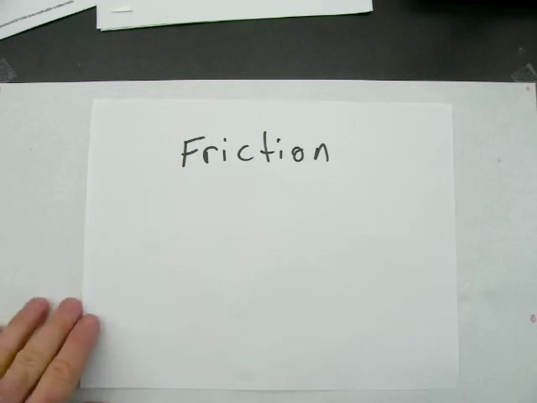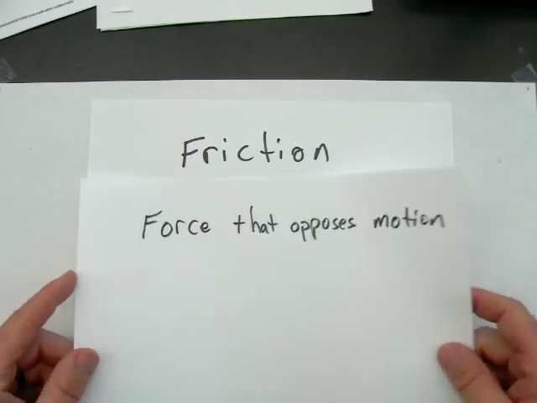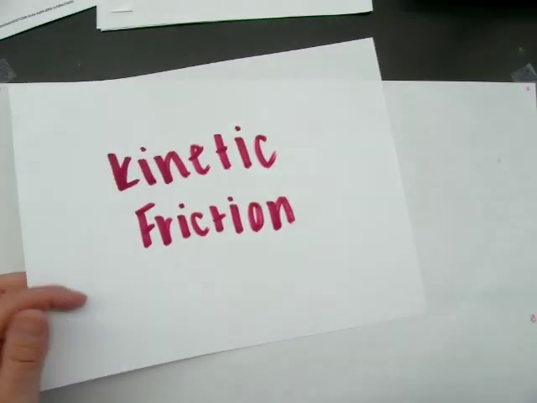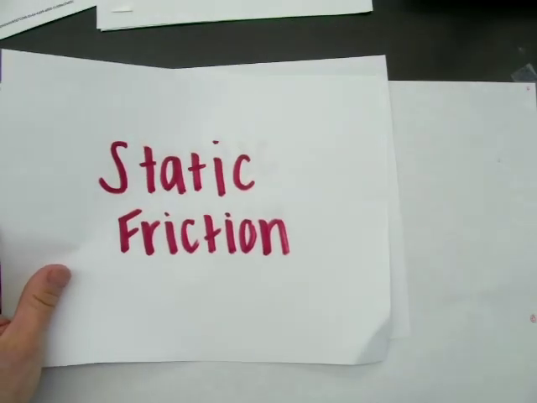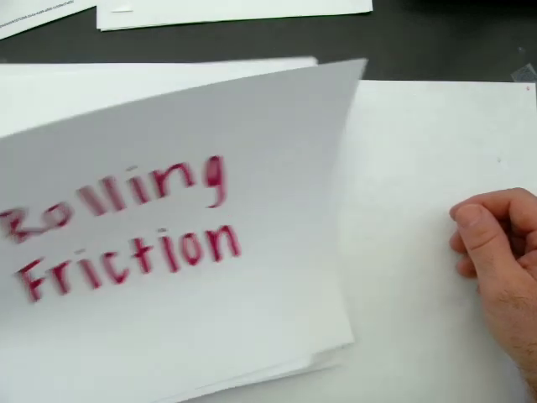So today we're going to talk about friction, and by definition, friction is a force that opposes motion. But before you would necessarily write that down, maybe you want to write it in terms of its three forms. We have three different types of friction: kinetic friction, static friction, and rolling friction. Those are the three types we're going to talk about today, and I'll try to give you some examples of them.